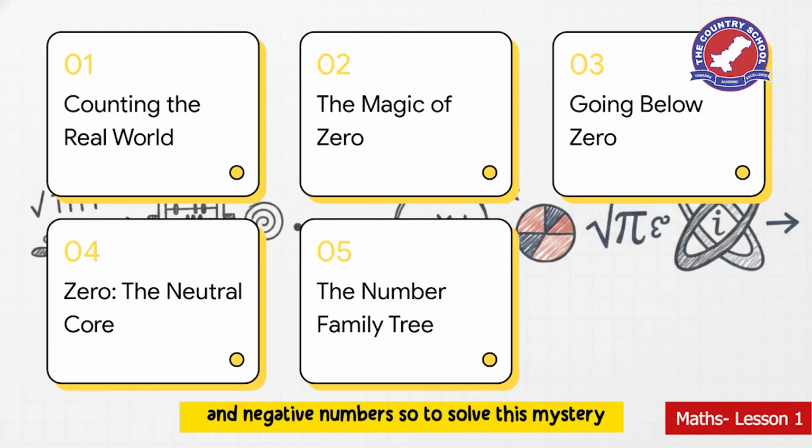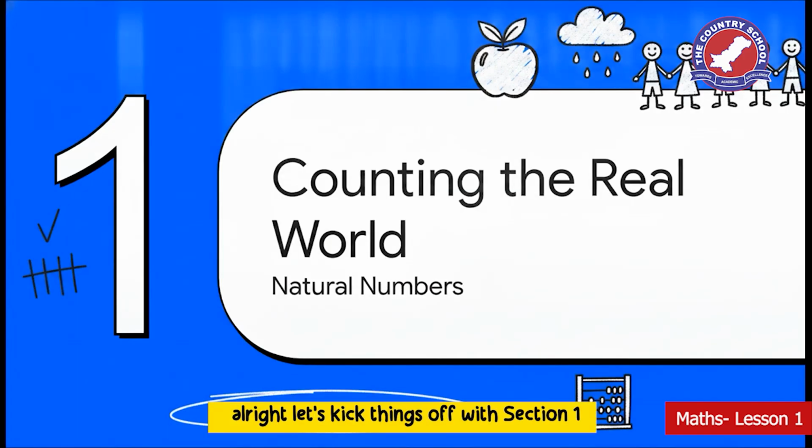So, to solve this mystery, we're going to look at the logical evolution of numbers. We'll start with counting the real world, move on to the magic of zero, explore going below zero, take a look at zero, the neutral core, and finally map out the number family tree. All right, let's kick things off with section 1, counting the real world, natural numbers.